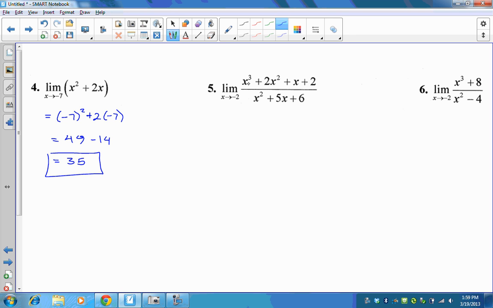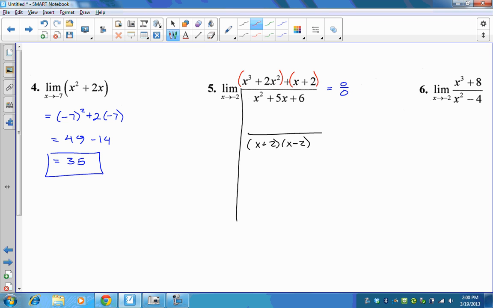Second one, ooh, this one's bad. I'm trying to decide, should I plug in? If you plug in, you will get 0 over 0. If you don't believe me, you can do it. I will need to factor this. The bottom is the easier part to factor: x plus 2, x minus 2. My top, this is a blast from the past, has 4 terms, so we have to factor it by grouping.